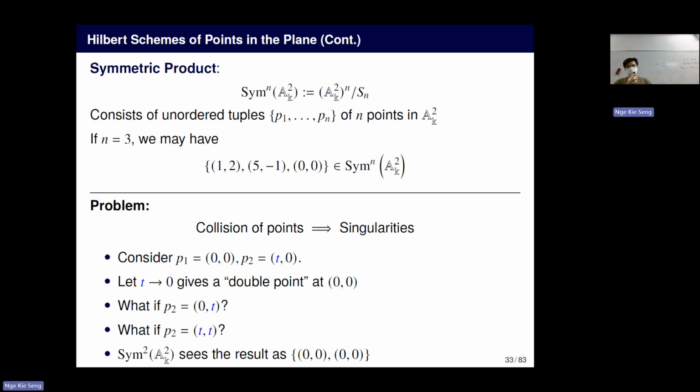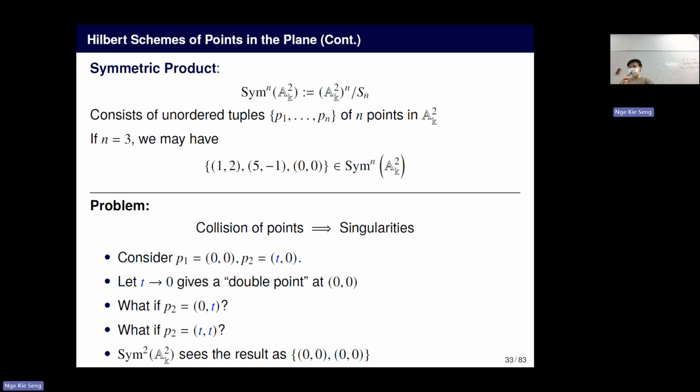We will explain in detail what we mean by singularity here, but the essence for now is as follows. Consider two distinct points, P1 the origin, and P2, let's say (t, 0). If we let t approach zero, then the limit is a double point at the origin, or a fat point at the origin. But how should we describe this double point? Did the points collide along the x-axis? Or what if P2 is equal to (0, t) and they collided along the y-axis? Or along the line y equals x, when P2 is (t, t)?